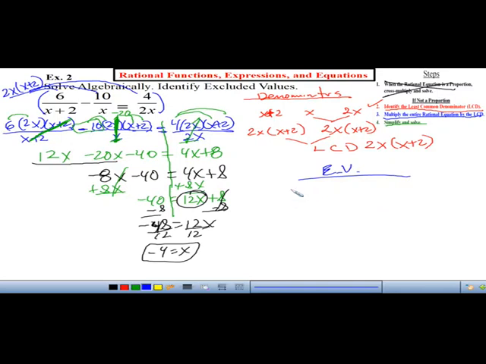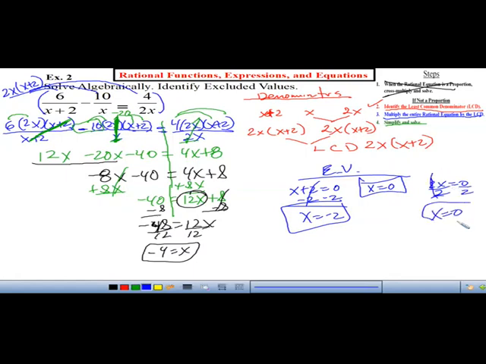X plus 2 equals 0, x equals 0. 2x equals 0, yes. So we solve: minus 2, x equals negative 2. This is already solved. This one we divide by 2, x equals 0. So our excluded values are negative 2 and 0, because we already have one of them there, so we don't need to use a second one.